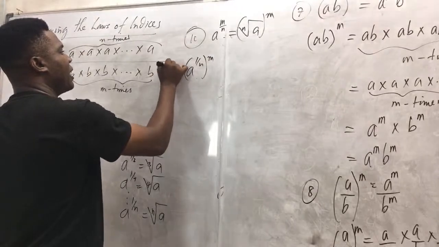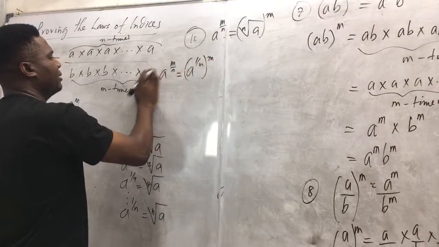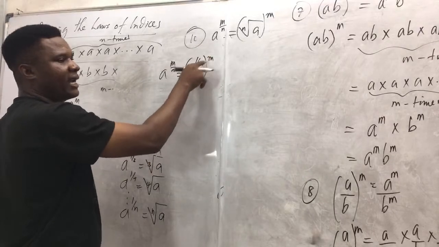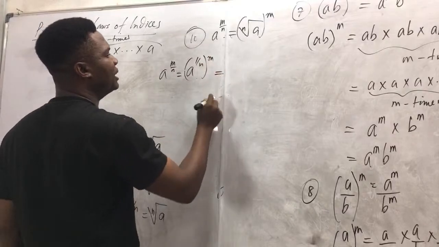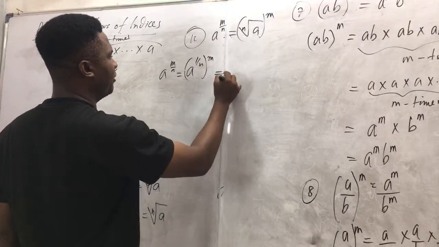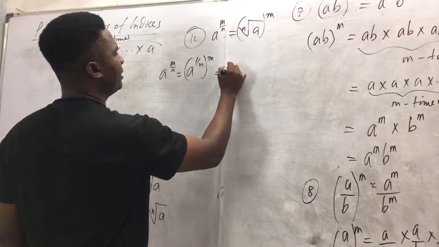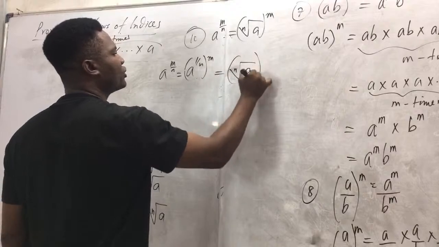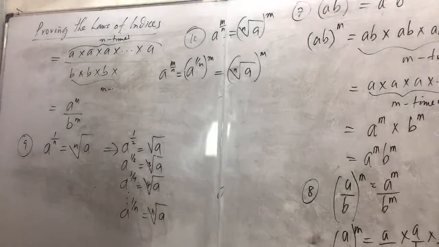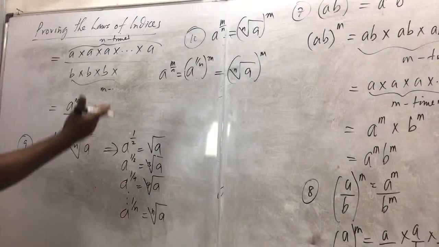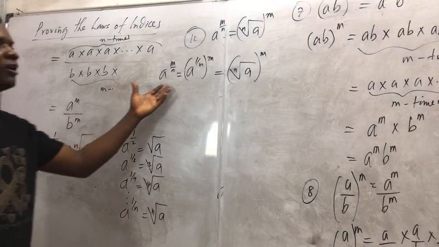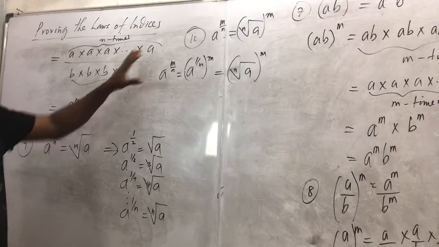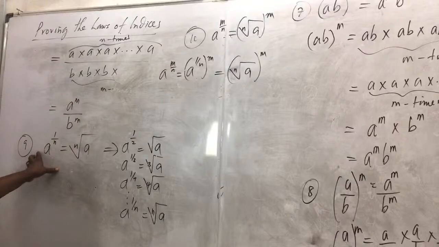I can write A raised to power m over n in this manner, separating it as A raised to power 1 over n, all raised to power m. And that would mean having A raised to power 1 over n, which is the nth root of A, all raised to the power of m. That's one way to go about it. You can go about it in some other way different from this, but these laws are simply inferred from what you have here. The proof of this law is inferred from what you have here.